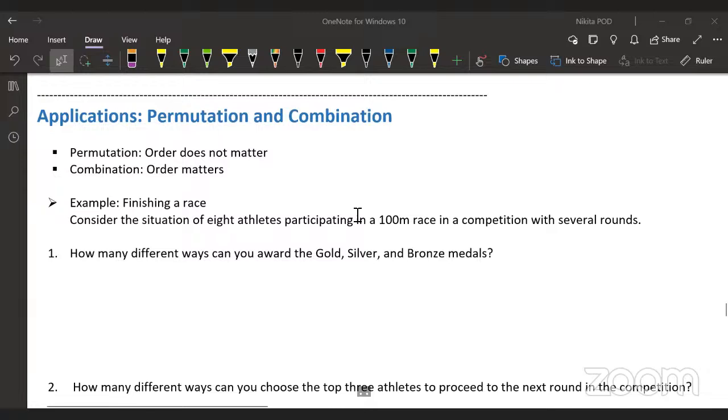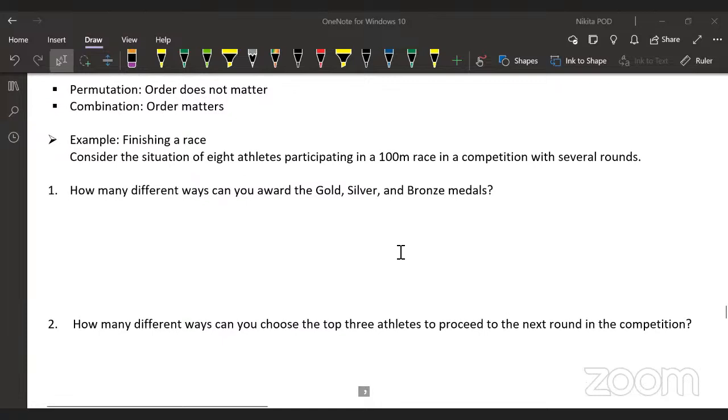So next is, okay, you have a question. There are 8 athletes participating in a 100-meter race, which has several rounds. Now you have to give awards as a gold medal, silver medal, and bronze medal. How many different ways can you award the participants?